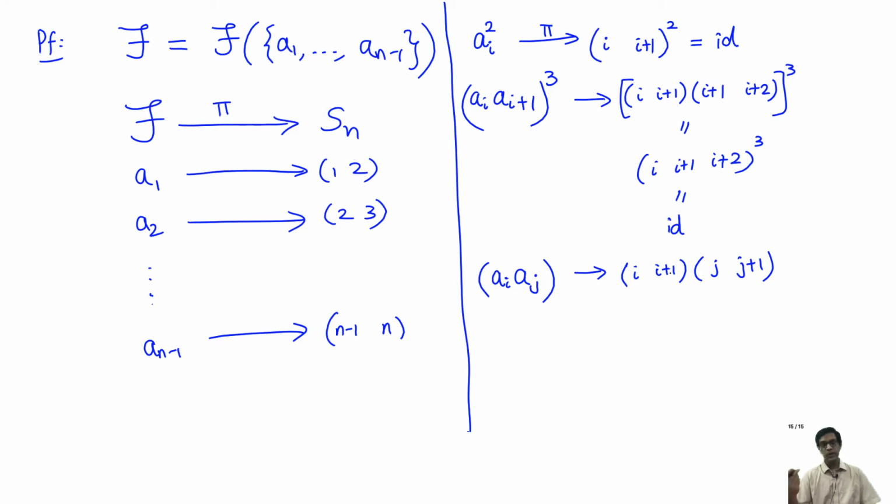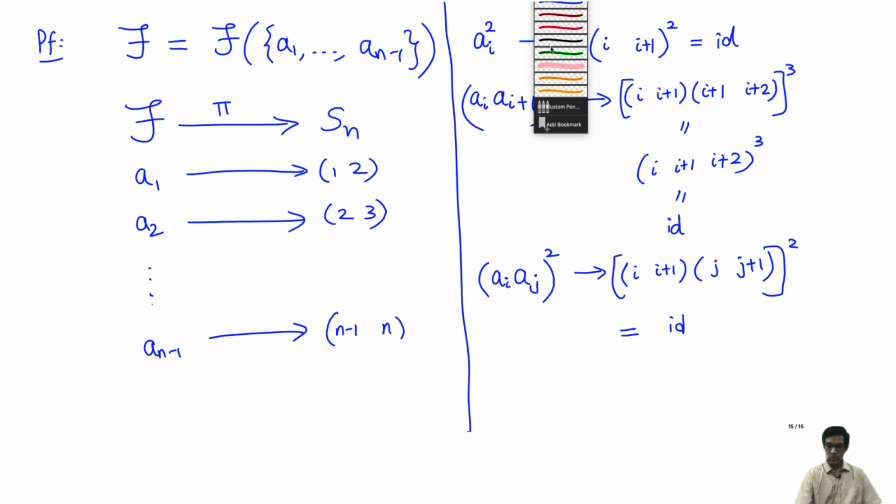So this is like a product of 2 disjoint transpositions, and this element still has order 2. So if we take the square of this, it's just going to give me the identity again. Okay. So that is where we got those relations.